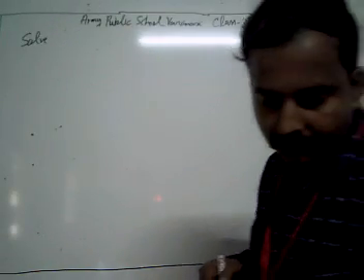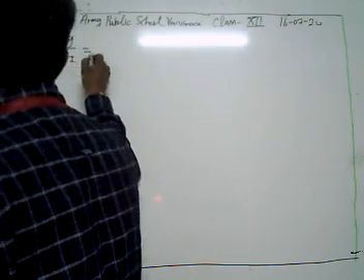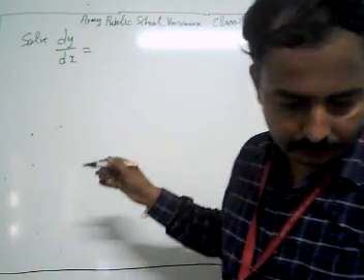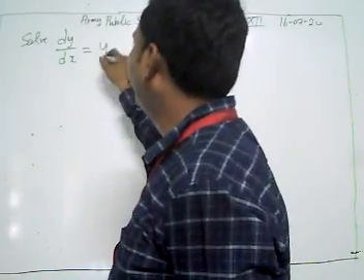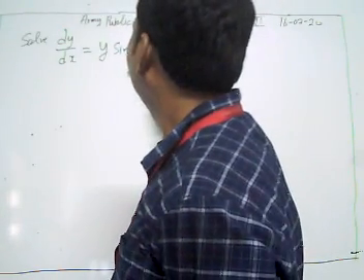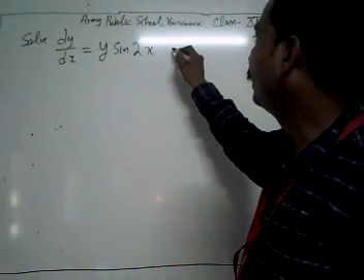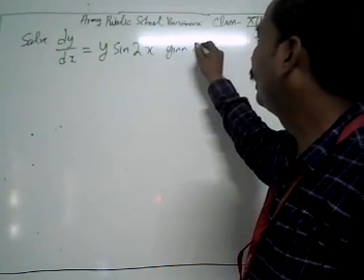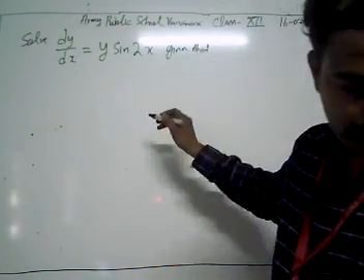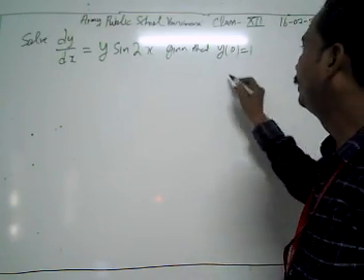Solve the differential equation dy by dx is equal to y sin 2x, and given that y of 0 is 1.